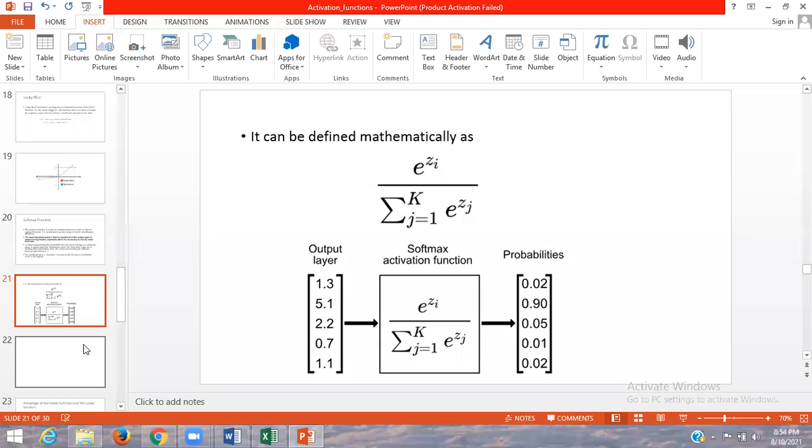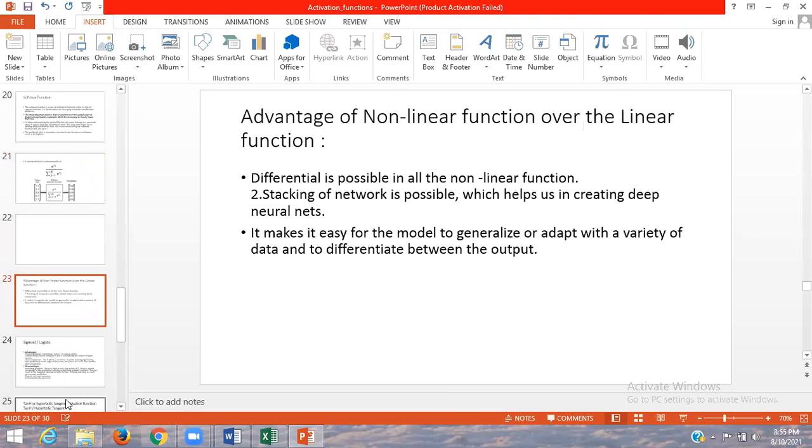Now how it works: the formula is the exponential of the input values, and this is the mathematical term for softmax. Softmax works on the output layer. It takes the output from the output layer and applies this function to each value, and it will squash that value between 0 to 1. The higher value will predict the output class, meaning for which class it will classify the output. The higher the value, that class will be the target class.